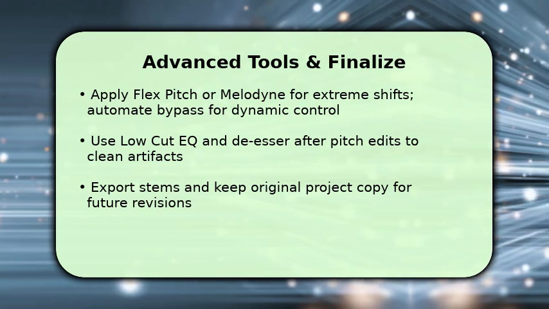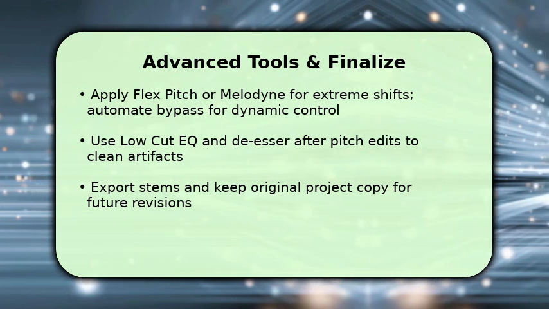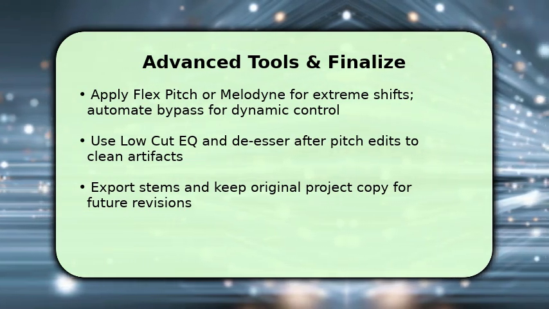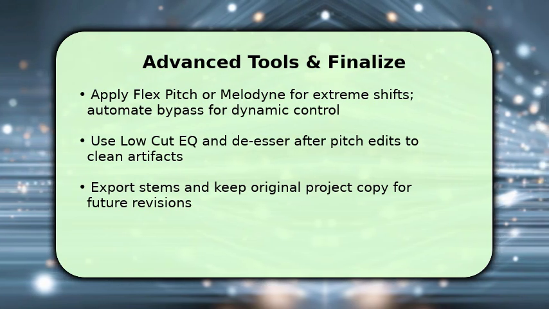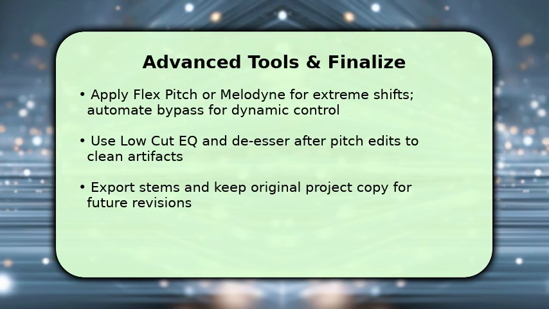Finally, bounce stems and save a project version with edits commented. This preserves your original. If you hear glitches, revert to the duplicate track, reduce shift amount, and reapply formant adjustments to fix issues quickly.